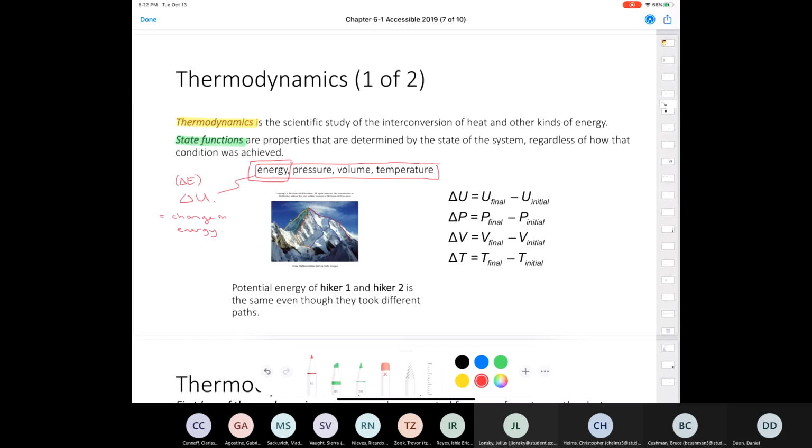Now, if we want to calculate a change in energy, pressure, volume, or temperature, all we have to do is use any one of these formulas here, right? If I want to calculate, let's say, the change in volume, I take the final volume and I subtract the initial volume. Same thing for temperature. If I want to find out the change in temperature, I take the final temperature, subtract the initial temperature, right? And the same thing applies for energy.